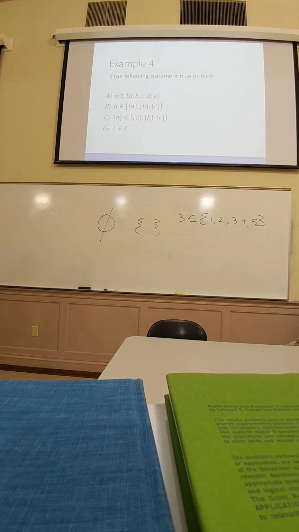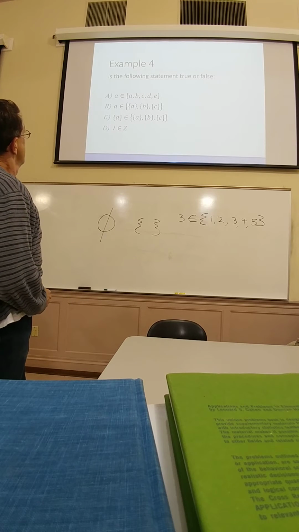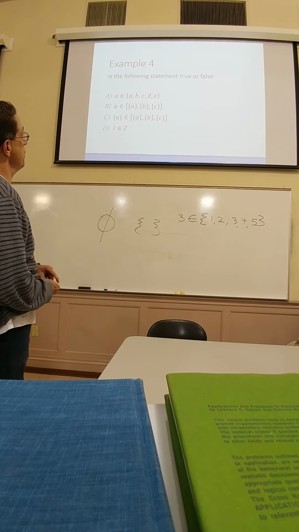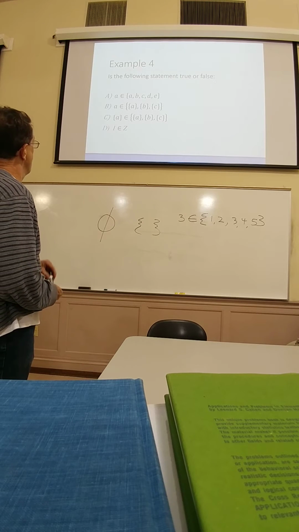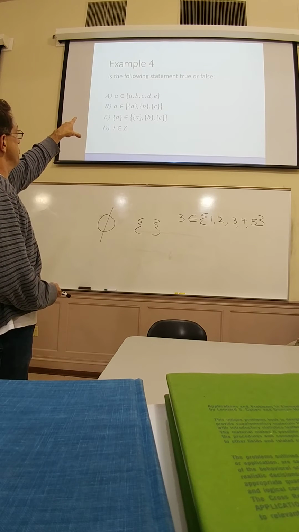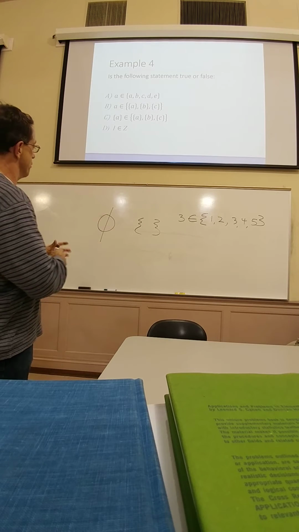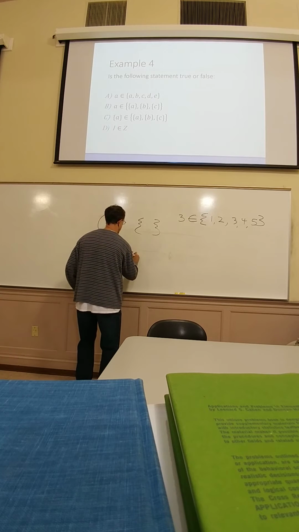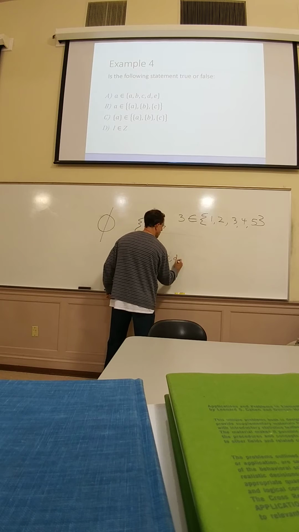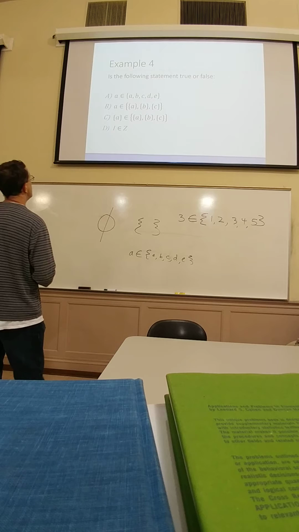Okay. Let's just run through these. Example 4 says, is the following statement true or false? If you look at the first one, A is an element of A, B, C, D, E. That is correct, because A actually lies in that second set. I probably didn't put much emphasis on that, but that's what it really means. It's the idea of containment. Is A contained in the set? And the answer is yes.